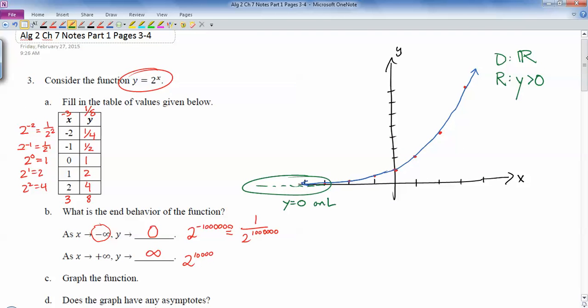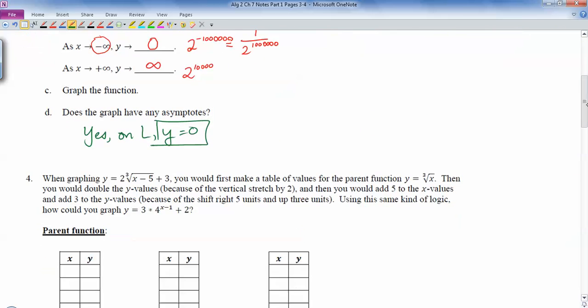So there we go. And that's going to be true for 2 to the x, 3 to the x, 4 to the x. Any number bigger than 1 to the x is going to just go up and to the right like that. And they're always going to have this domain and range and this asymptote. Okay, let's take a look at the next one.